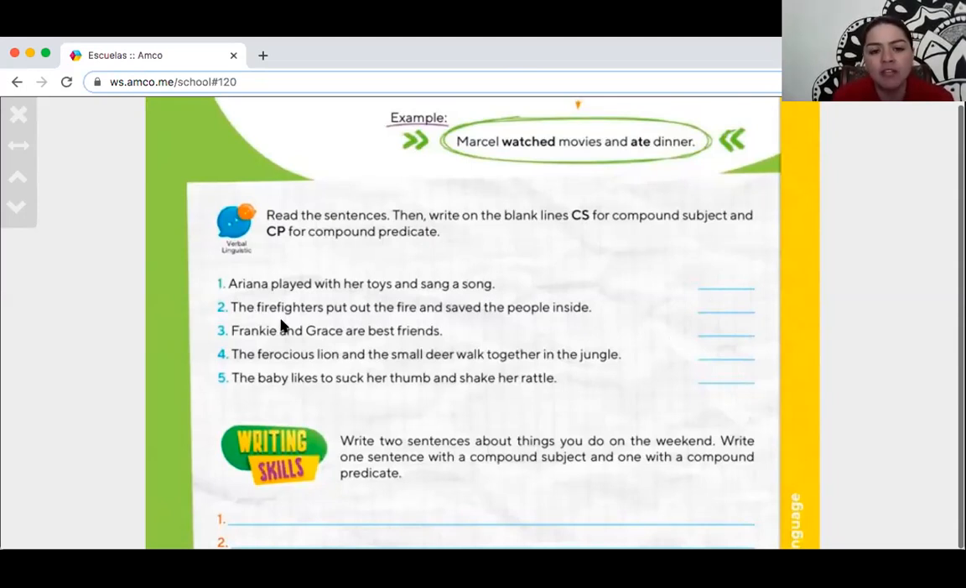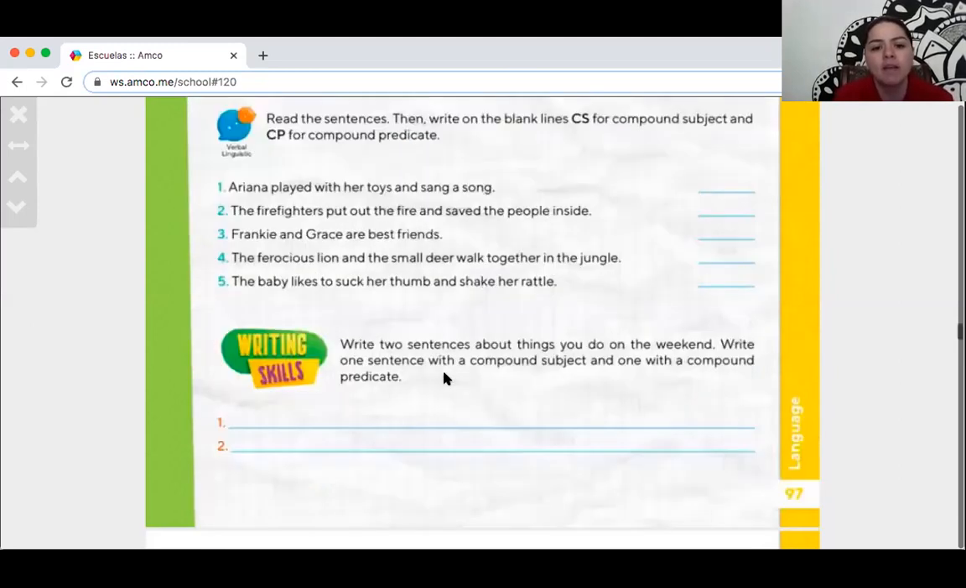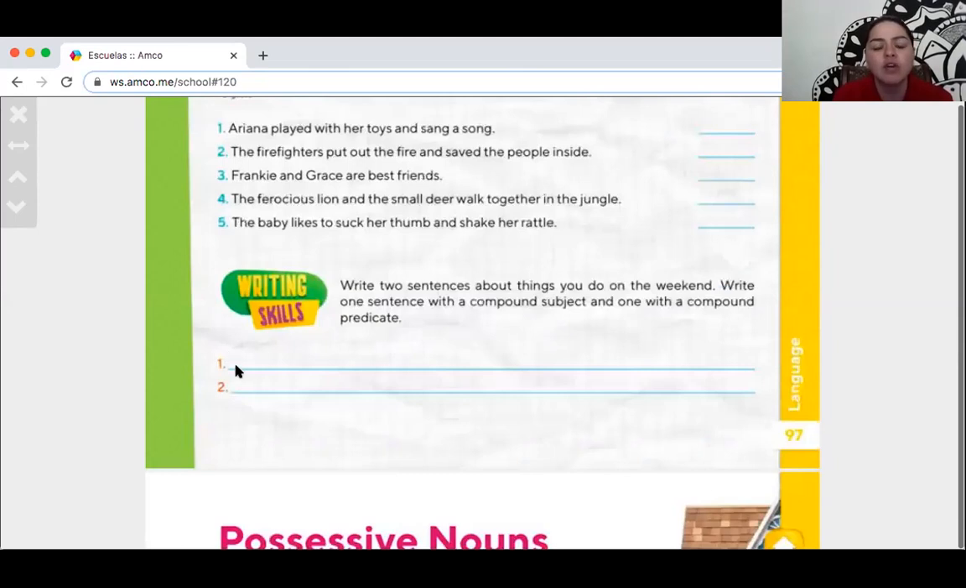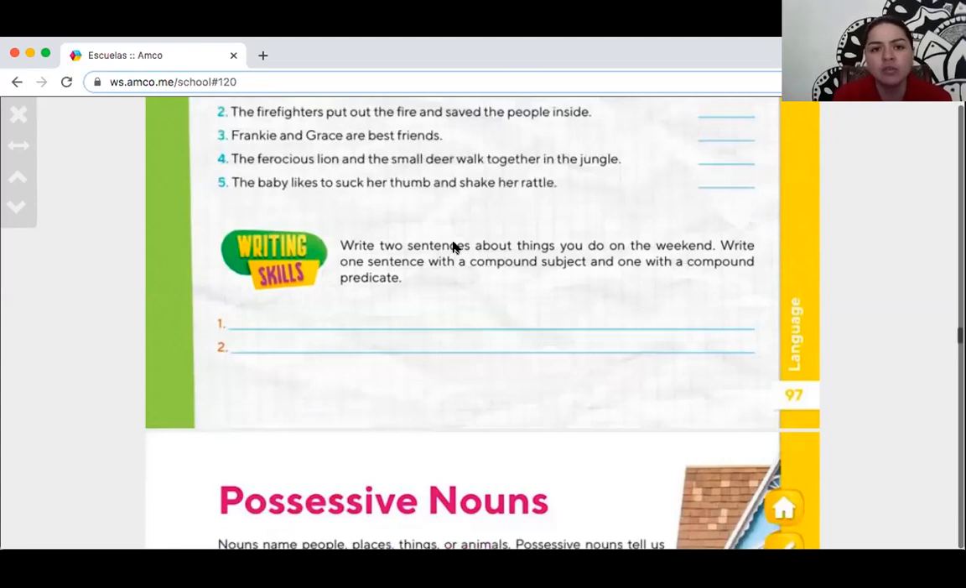Now, the firefighters put out the fire and saved the people inside. What would this be? Yes, compound subject, because we have more than one subject, okay? So here you will write a compound predicate sentence and here a compound subject sentence, okay? Now, let's go to the next presentation.